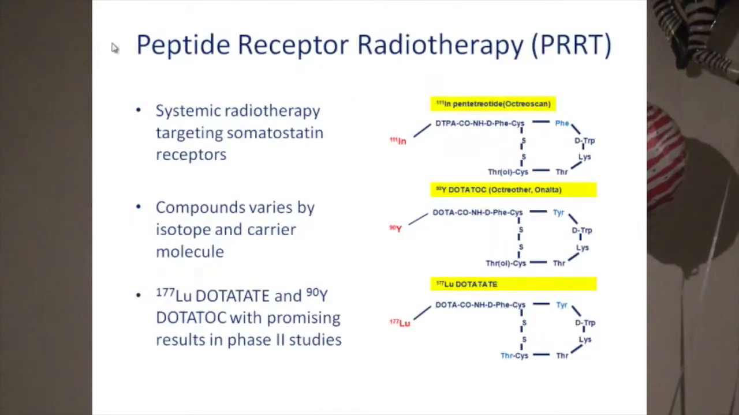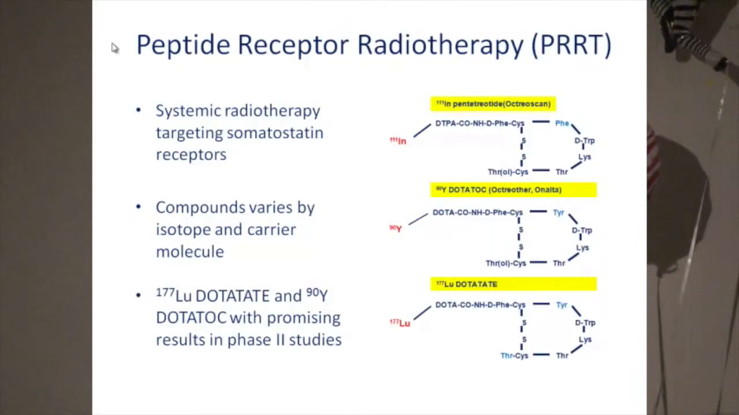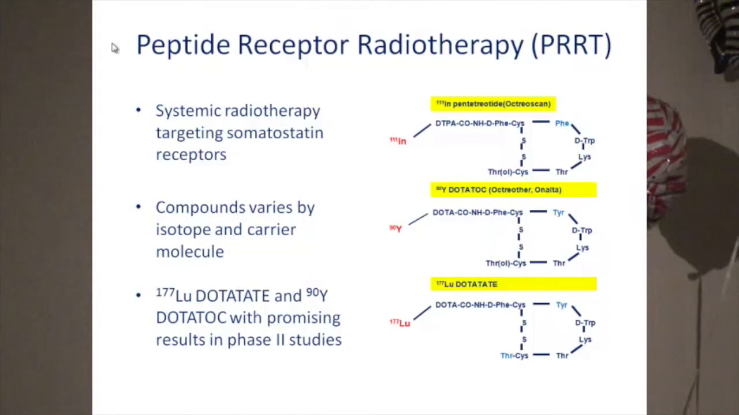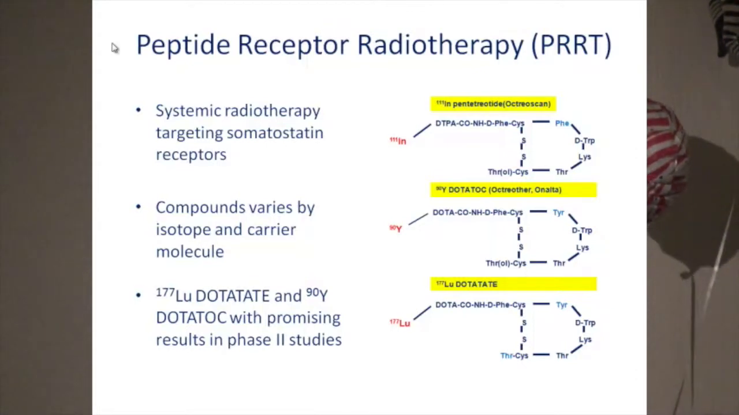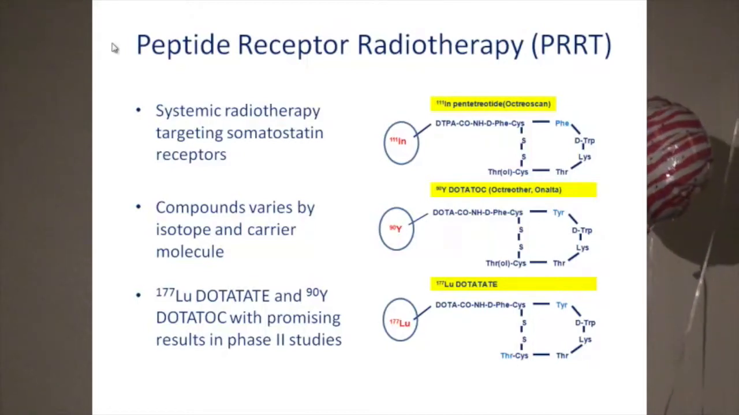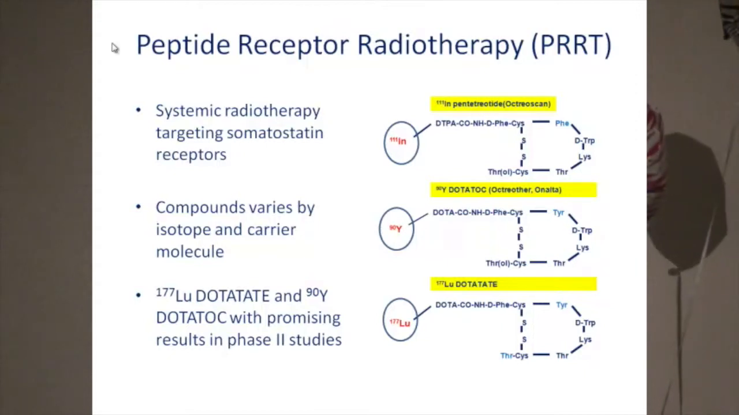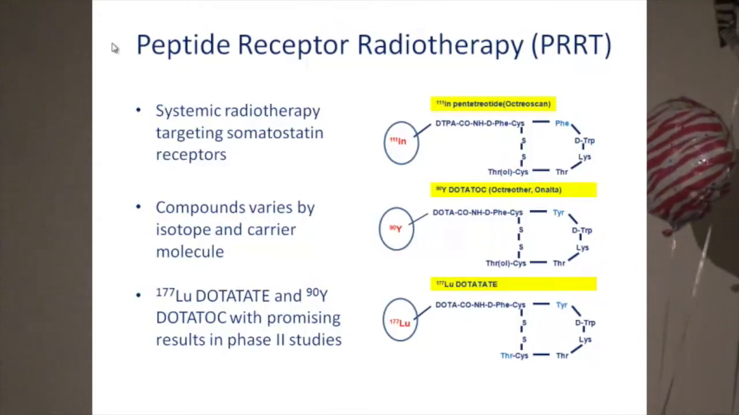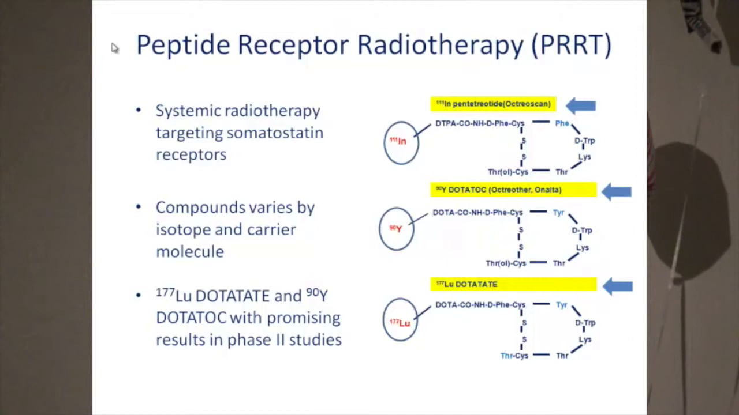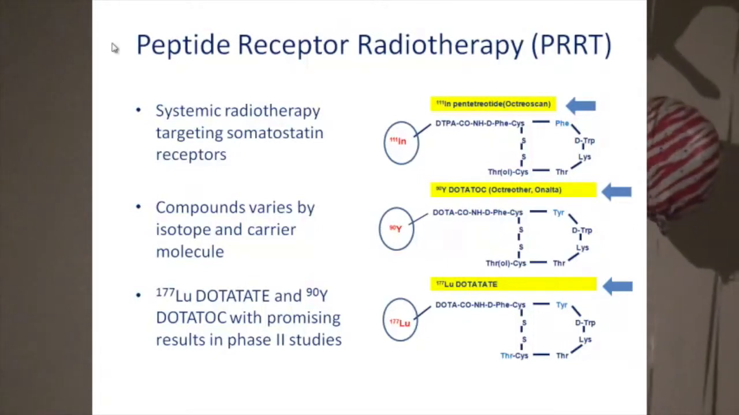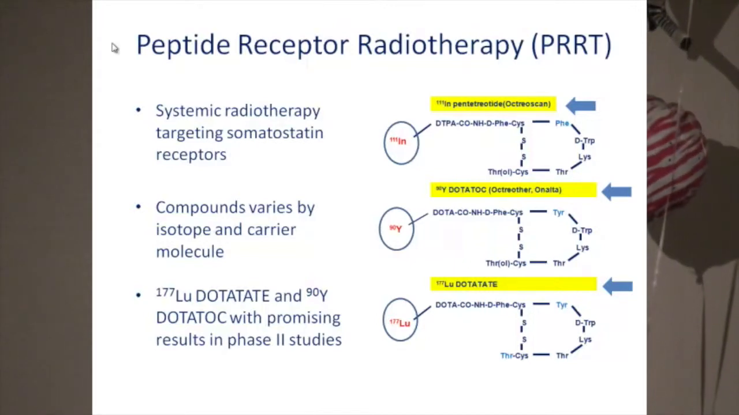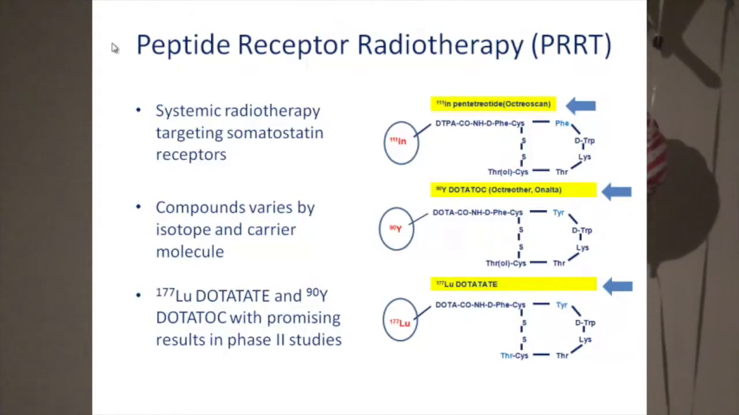So shifting gear and talking about another target of somatostatin receptor, the peptide receptor radiolabeled therapy. This is a systemic radiotherapy targeting somatostatin receptor. The compounds, which one to use, varies by the isotope that's used, whether it's indium, yttrium, or lutetium, and it varies by the carrier molecule attached to the isotope. They can be dotatate, or a different carrier is used. They're listed here, three. So lutetium dotatate and yttrium dotatoc had promising results in phase 2 studies.